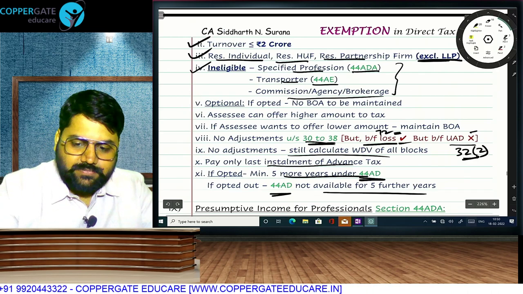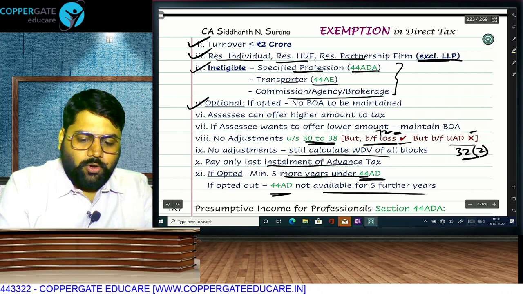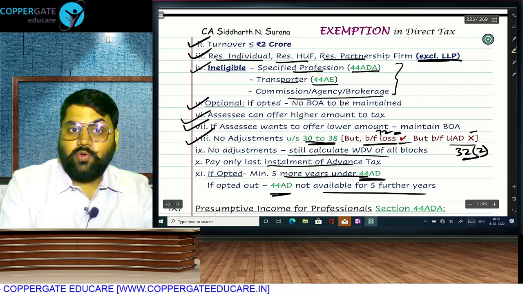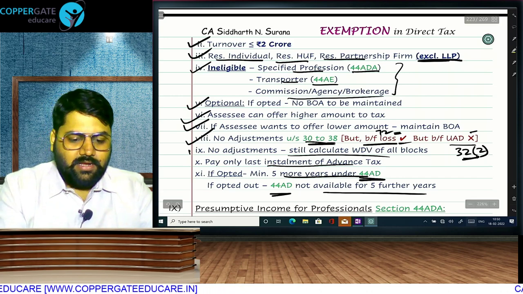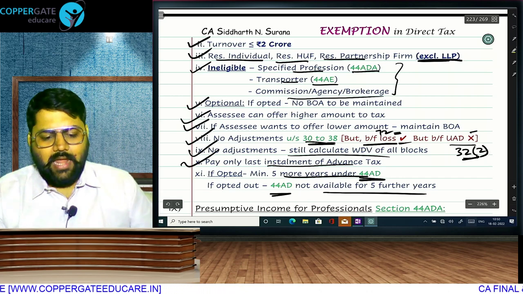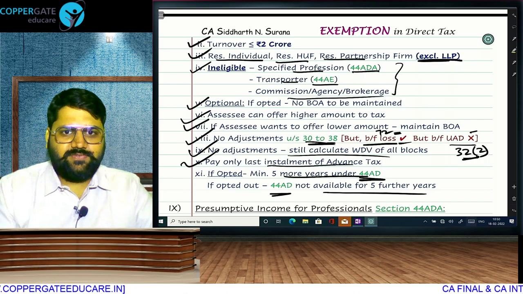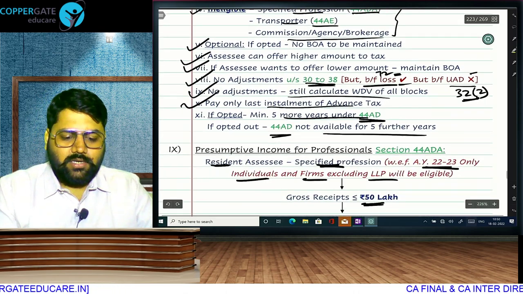So, conditions from 5 to 10 will be same. Which are these conditions? Optional, you can offer higher amount, lower amount than books of account. No adjustment in PGBP, including unabsorbed depreciation, but brought forward losses will be adjusted. Calculate WDV of blocks and only last installment of advance tax. This will be same. Last point is not applicable.